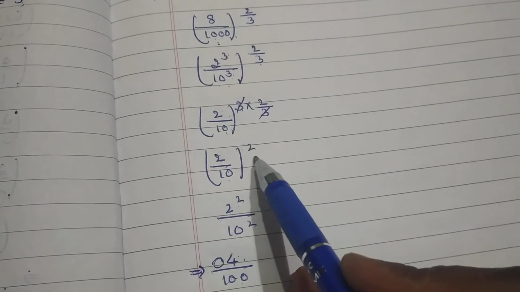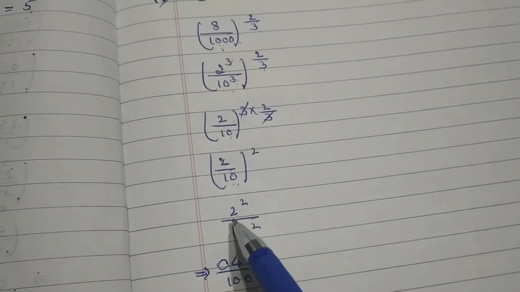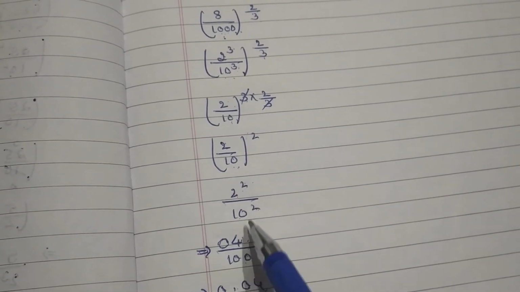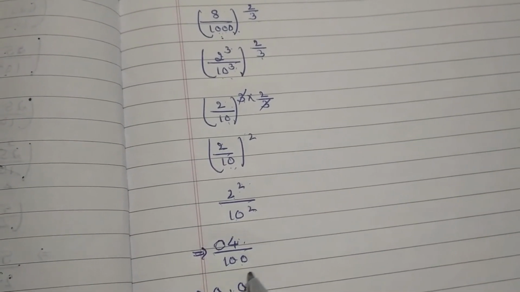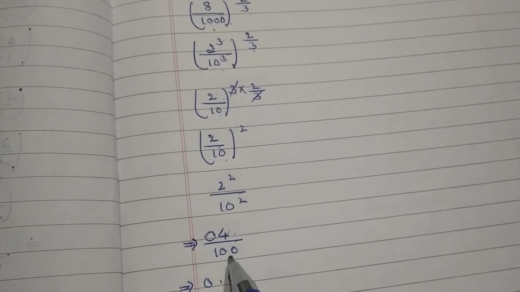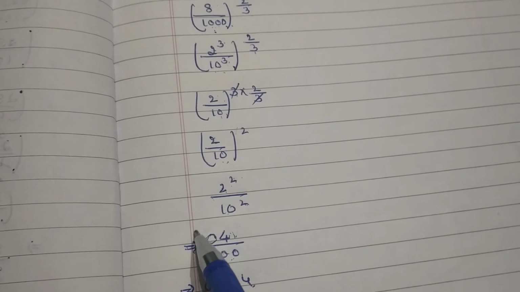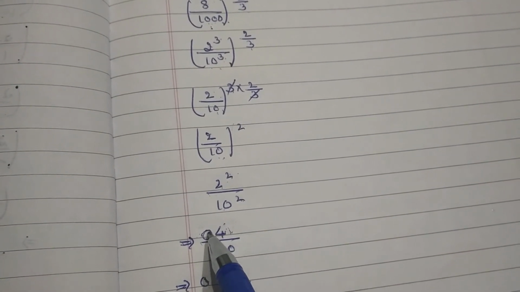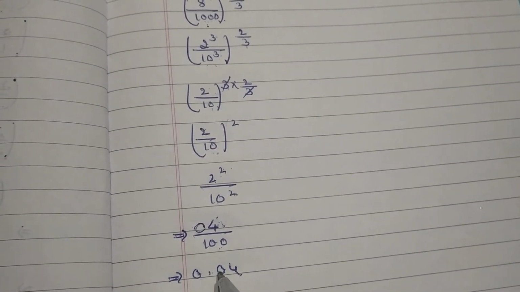Then equating the power to both numerator and denominator, we'll get 2 square divided by 10 square. The 2 square is nothing but 4 and 10 square is nothing but 100. Converting this rational number into the form of decimal, here we have 4 by 100. So 2 zeros in the denominator, shifting the point from right to left after 2 digits. But here we have 1 digit, therefore make the other number 0. So you'll get the answer as 0.04.